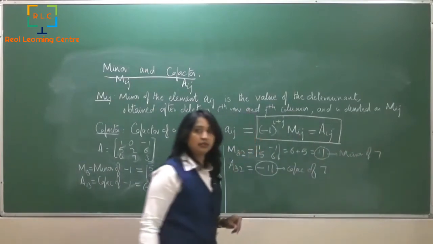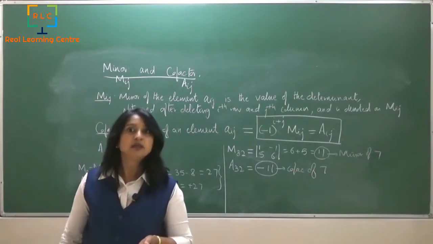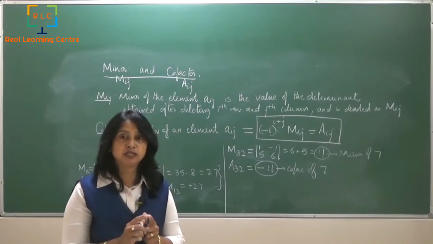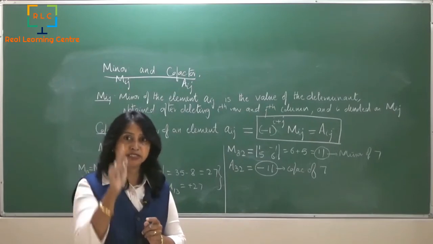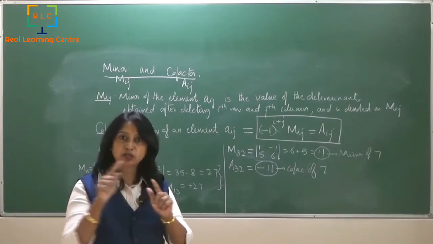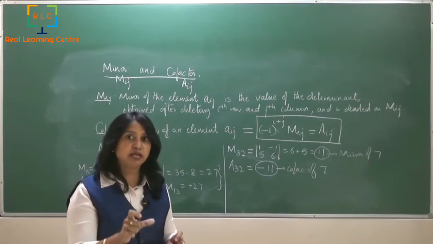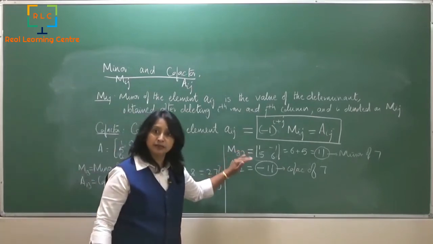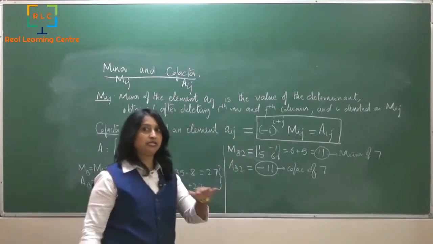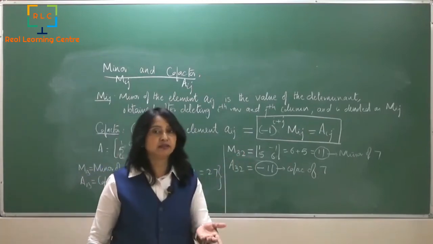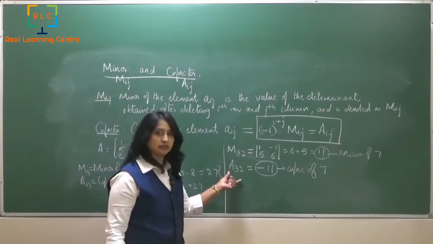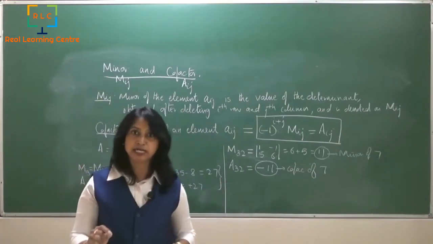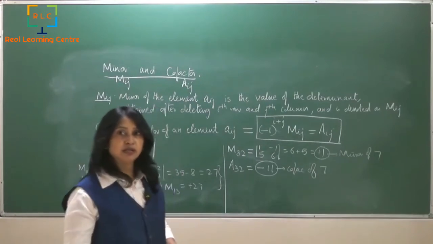Minor of 7. So how do you take out a minor? Whichever element's minor you want, wherever that element is present, that particular row and that particular column you are going to delete, and for the remaining elements take out the determinant, you get the minor, and that minor multiplied by that place's sign will always give you the cofactor. So minor and cofactor have the difference of only the sign. This is about minor and cofactor.